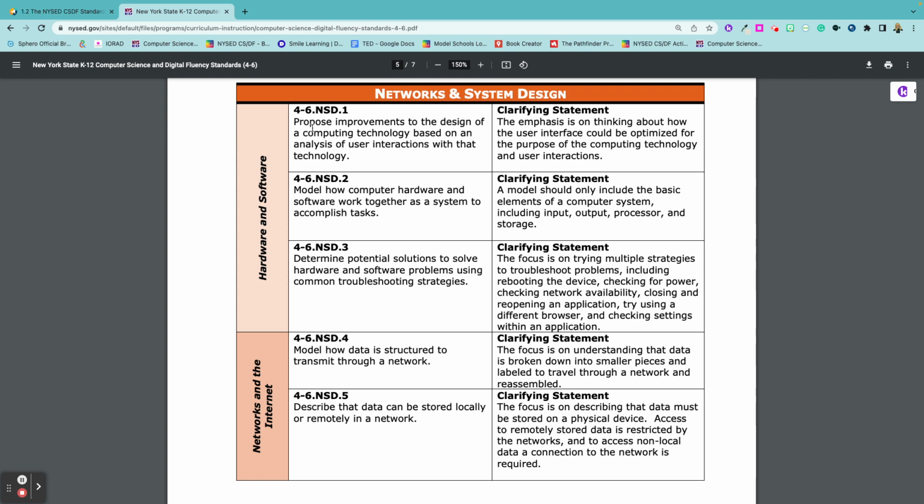So as we're going into the first one, 4 through 6, NSD1, we're talking about proposing improvements to a design of a computing technology based on the analysis of user interactions with the technology. The emphasis is on thinking about how the user interface can be optimized for the purpose of computing technology or user interactions. So you ever hear your students say, I hate it when something happens, or I really wish this technology could do this thing. That's what we're talking about here, is how can we think about the improvements.